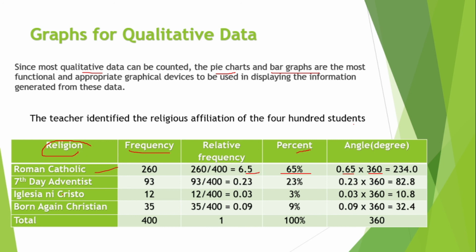In Seventh Day Adventist, the number of students is 93. So, there are 93 students whose religion is Seventh Day Adventist. And 93 divided by 400 is 0.23. Then 0.23 times 100, we have 23% to get the percent. And to get the angle, 0.23 times 360 is 82.8, and so on.